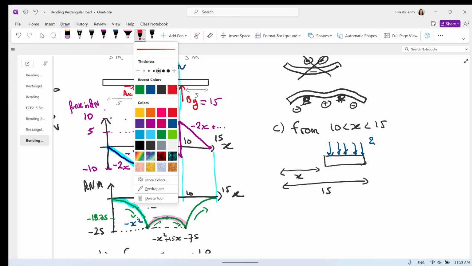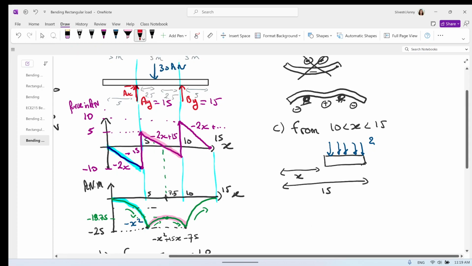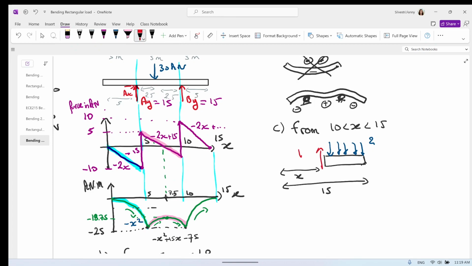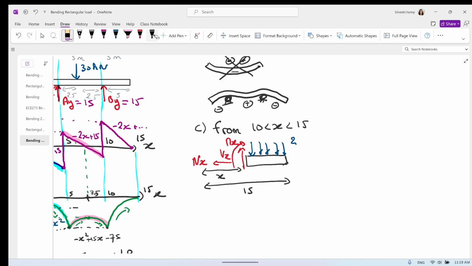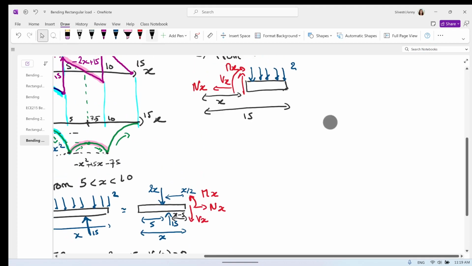And just be careful for the internal forces. That's where we need to switch the sign because we cut the left. We are looking at the left side. So Vx is positive, Mx is in that direction, and Nx is going outside, the normal force. I will put it down. I think that will fit better.